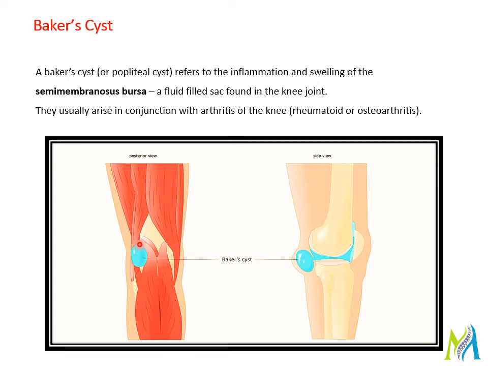They usually arise in association with arthritis, maybe rheumatoid arthritis or osteoarthritis, and can give you a swelling in the popliteal fossa. This is a very common swelling of the popliteal fossa. You can see this very obviously when the patient stands. So standing is the examination position for this patient, and then you can see the sac start to bulge and become more prominent. It could resolve by itself, but sometimes it needs treatment.